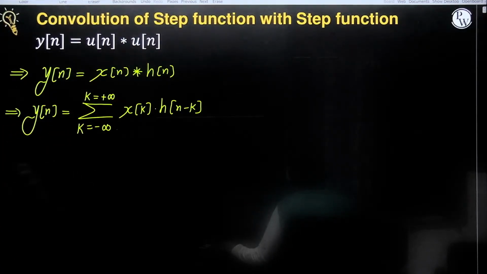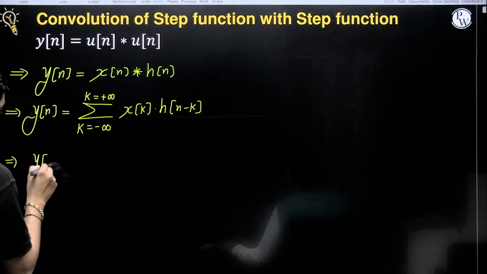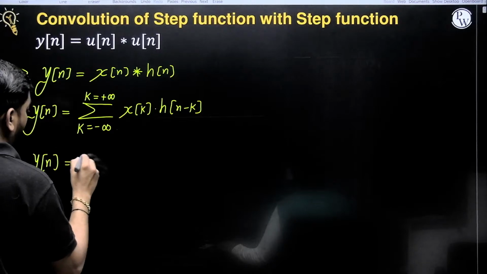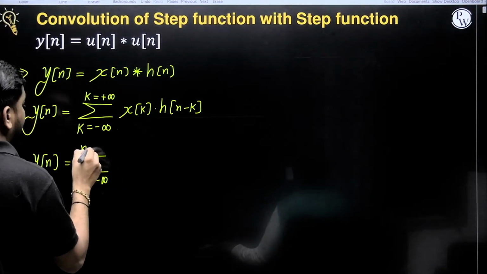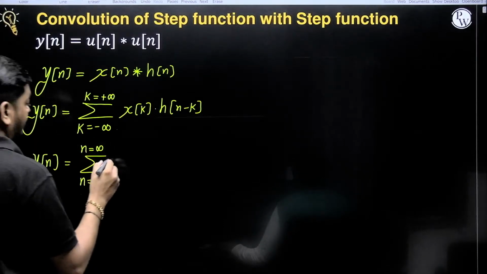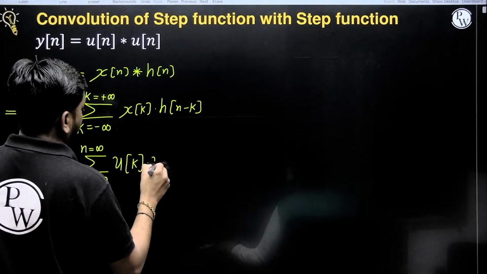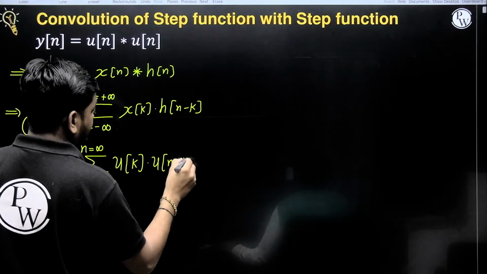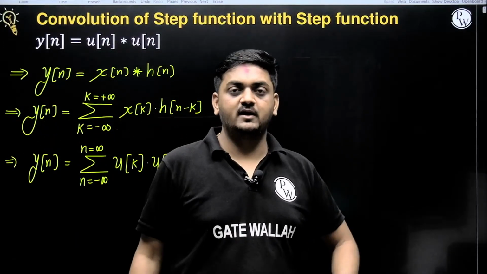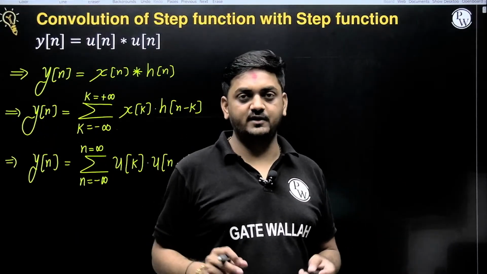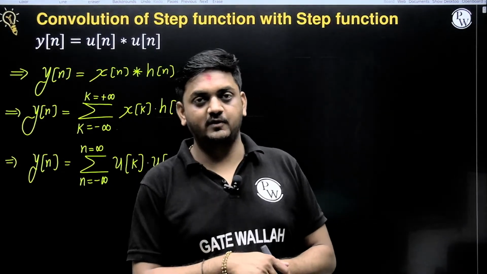So y of n will be summation from minus infinity to plus infinity of u of k and u of n minus k. Here also, guys, there are two methods to perform convolution, the graphical method and the analytical method. Graphical method is very lengthy, very tedious, time consuming. That's why we are not using the graphical method to perform the convolution.